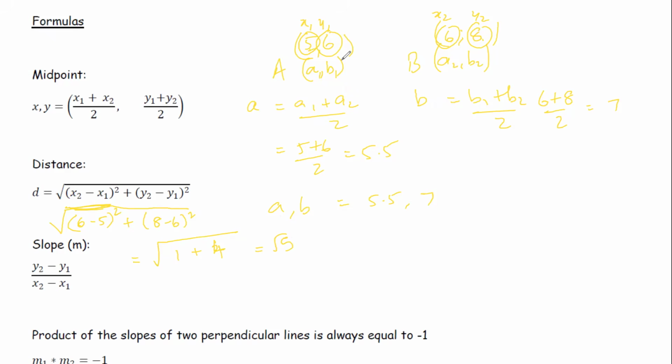And the slope, if you want to find out the slope, it is nothing but y2 minus y1, that is 8 minus 6, upon 6 minus 5. So that is 2. The slope is 2, 2 by 1.